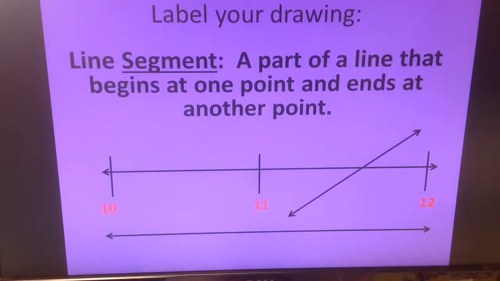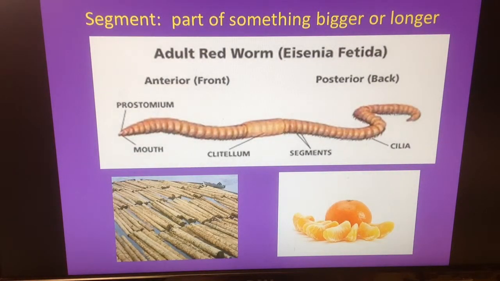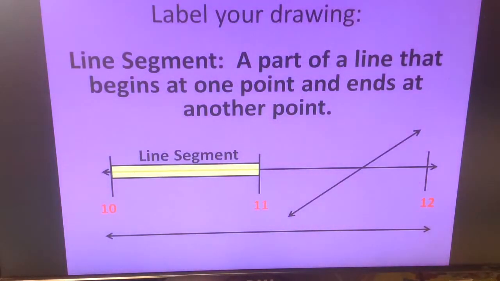A line segment is a little different. A line segment is a part of a line that begins at one point and ends at another point. Hey, I thought of some other things that had segments. Segment means something that's part of something bigger or longer. Worms have segments. Oranges have segments. Even these logs floating in the water, if you think about them, are a segment of something bigger. We puzzled over it for a minute, but then we realized they're segments from trees. They're just part of the tree trunk. So there again is a picture of a line segment in the definition for you.